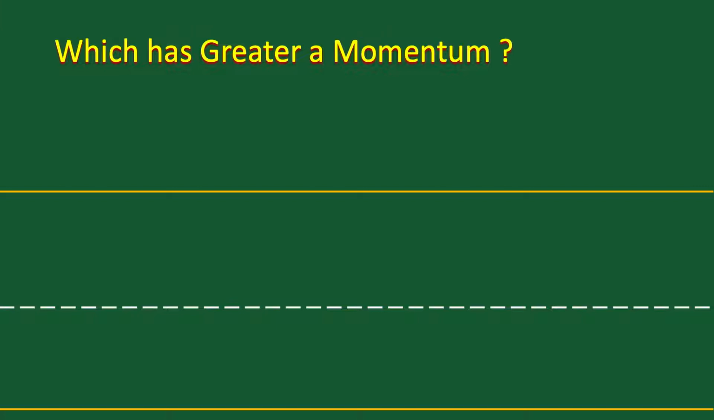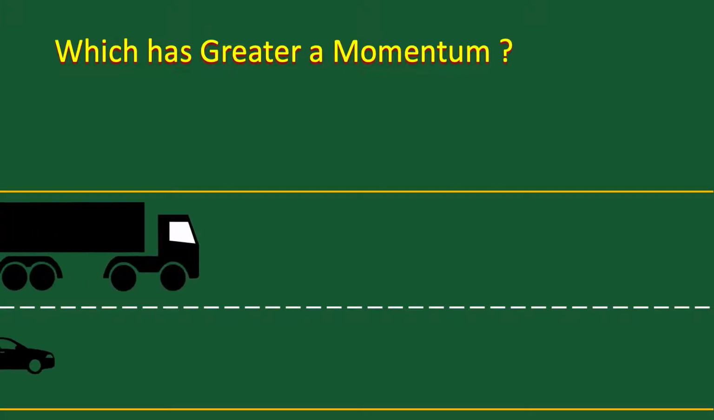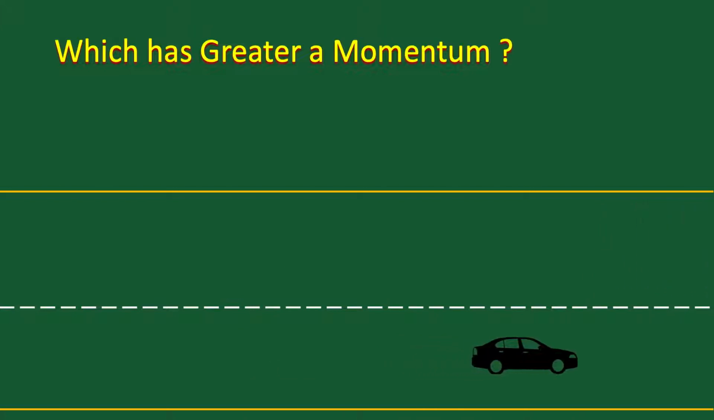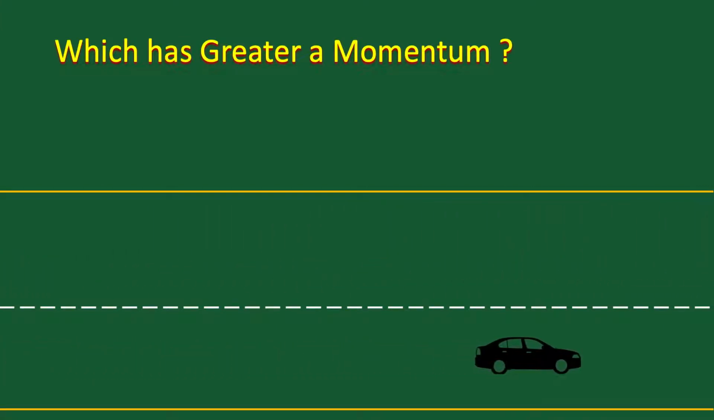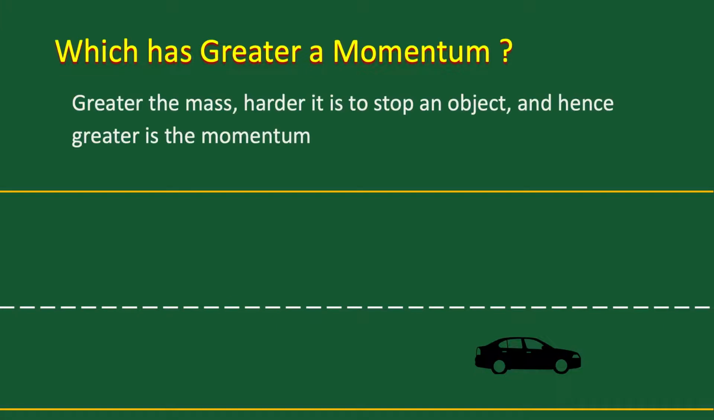So let's consider a big truck and a small car. If they are moving at the same speed, which one would have a greater momentum? Or in other words, which one would be harder to stop? We see from our everyday life experience that it would be harder to stop a big truck, right? So it would be much harder to stop the big truck compared to the small car. That means the greater the mass of an object, the harder it is to stop. Or you can also say that the greater the mass, the greater is the momentum of the object.